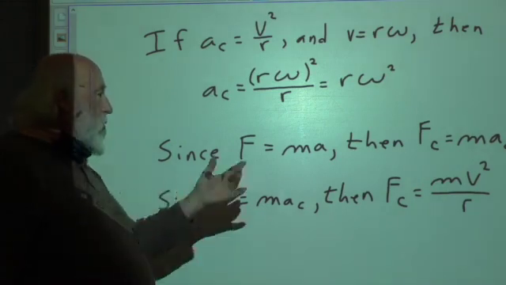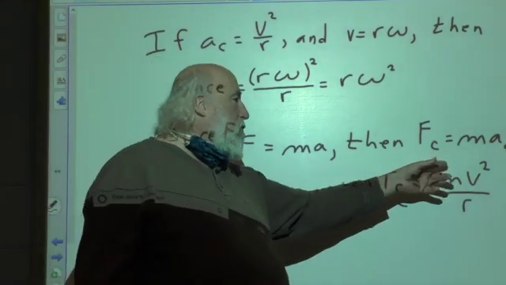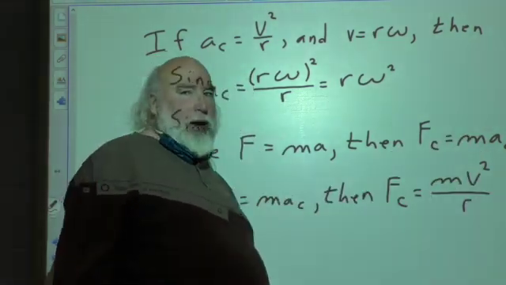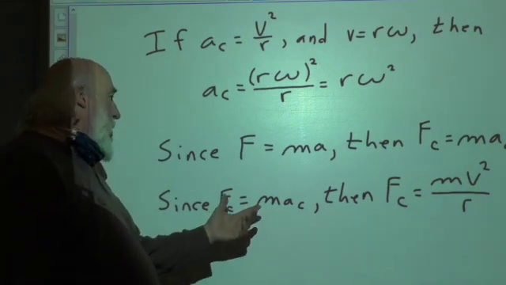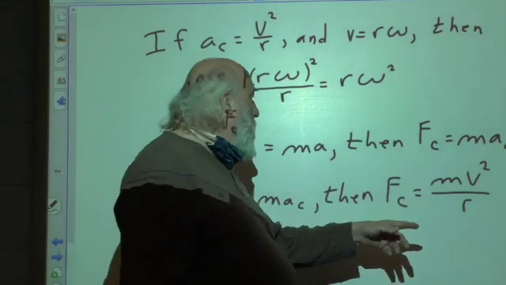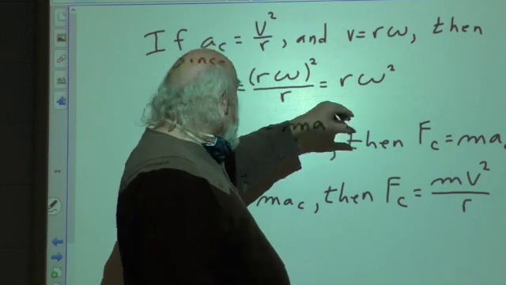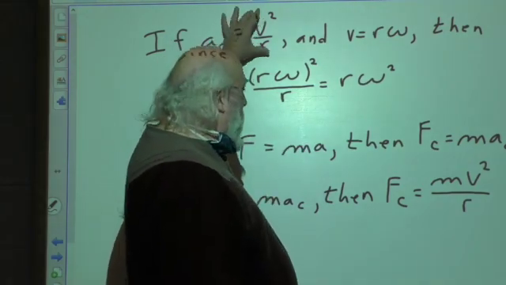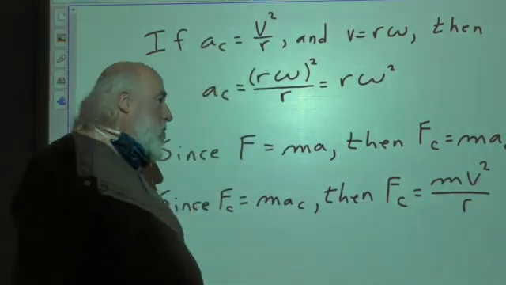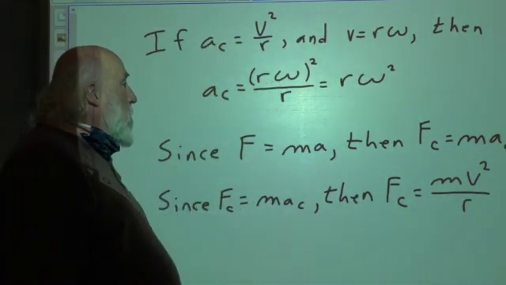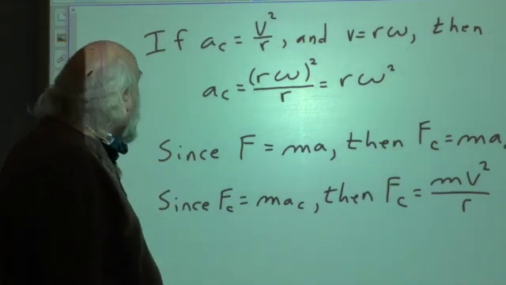Now, since we know that force is equal to mass times acceleration, then it stands to reason that centripetal force equals mass times centripetal acceleration. And if that's the case, then we can replace centripetal acceleration with v squared over r. Put that right there. And now we have centripetal force measured as mv squared over r. And there's your three equations that we're looking at.